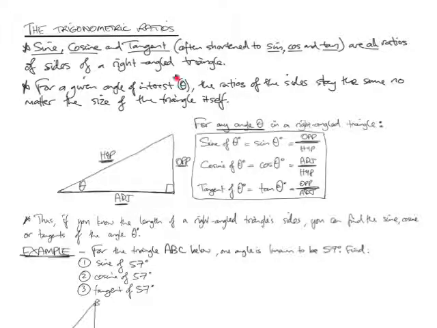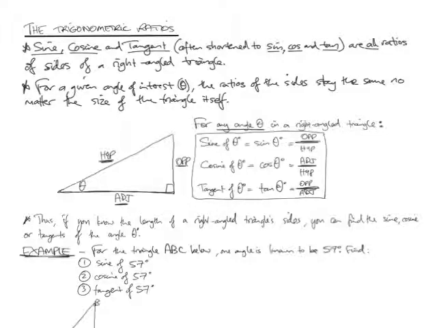So for a given angle of interest, which we've been calling theta so far, the ratios of the sides stay the same. Doesn't matter the size of the triangle itself. So what it's saying is that for any angle, it doesn't matter the length of these sides. For this particular shape, it doesn't matter if it's a small version, let's say 5, 3 and 4, or if they're all doubled, the ratio of that side compared to that side is always going to be the same, even if this is bigger or smaller.